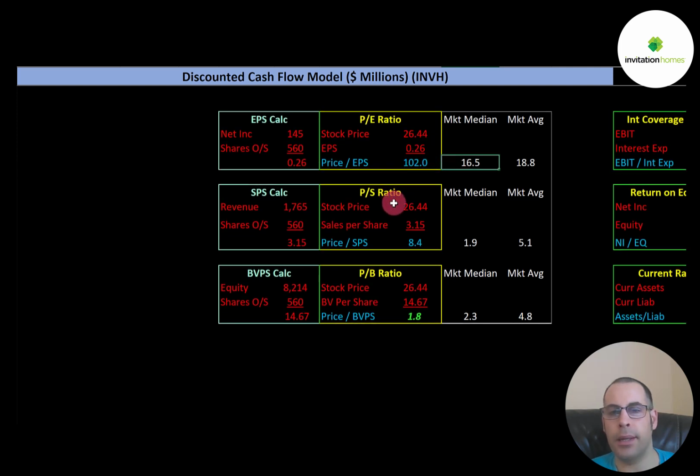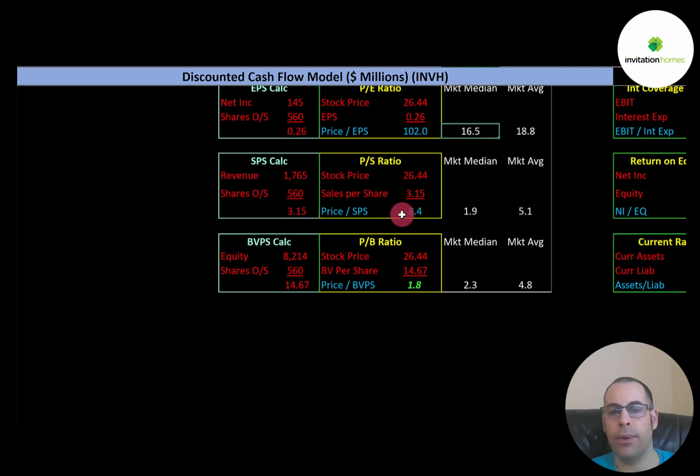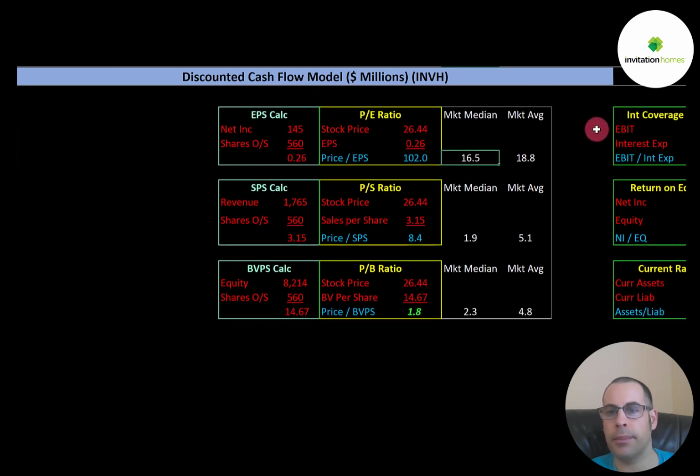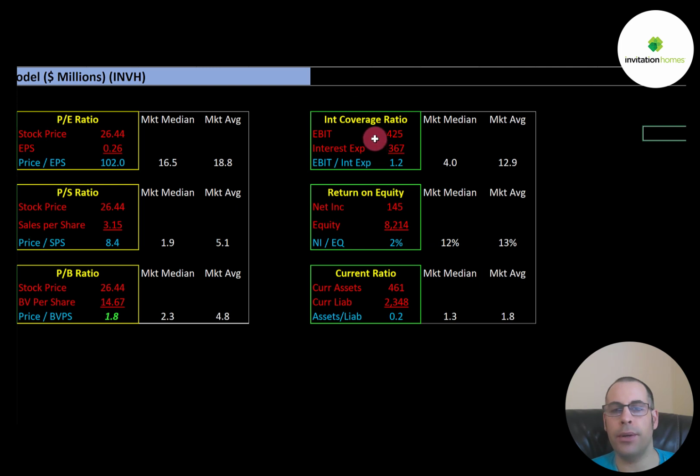Also bad price to sales, that's stock price over sales per share. I like to see below 2.5, they're at 8.4. Really good price to book, that's stock price over book value per share. I like to see below 3.5, they're at 1.8. A weak interest coverage ratio, that's EBIT over interest expense, so they could just cover their interest payments. They don't have much left over for other expenses.